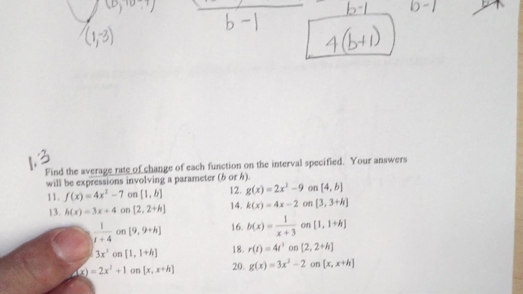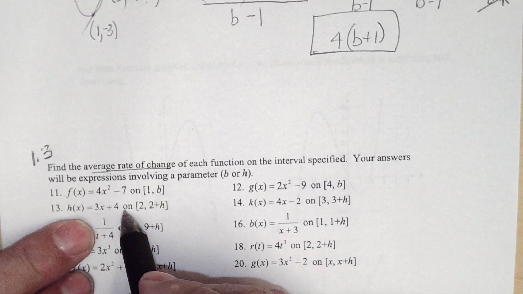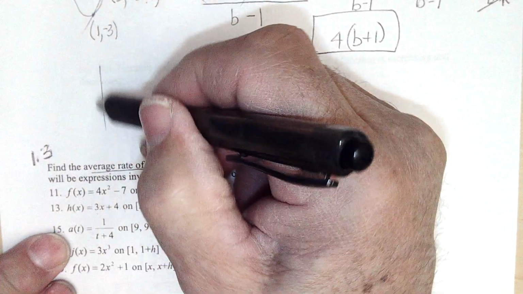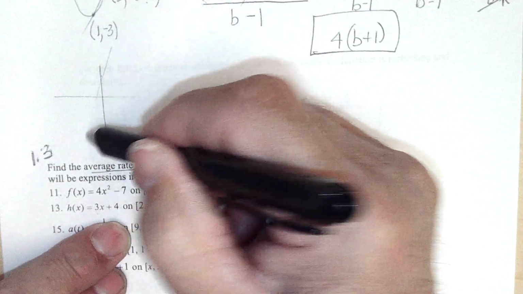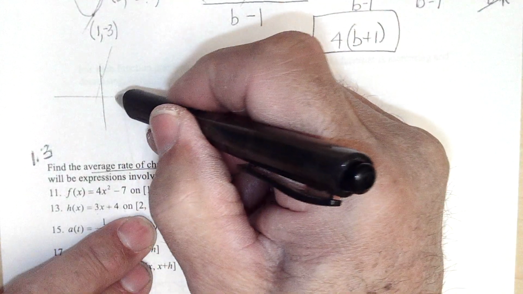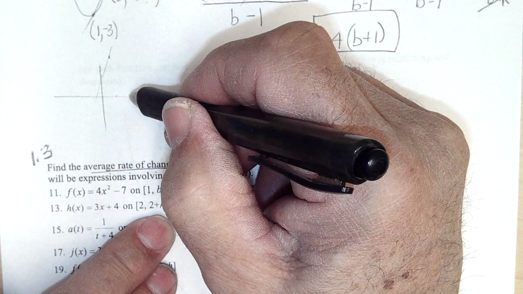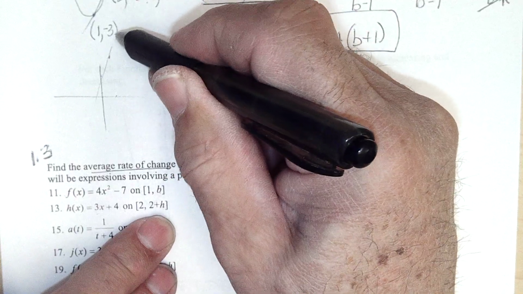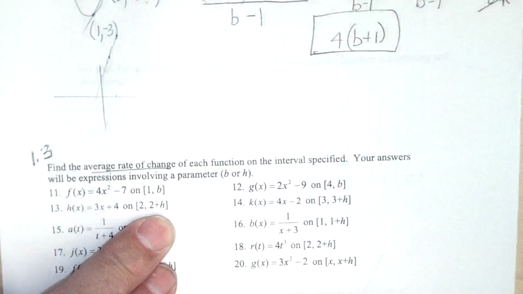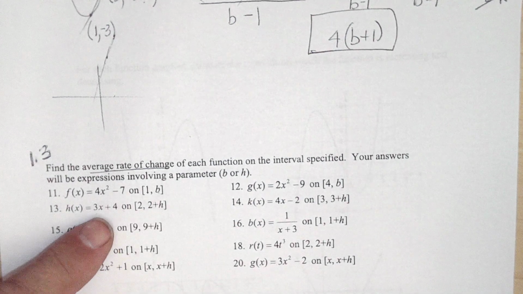Now let's do 13. And this is a line. Goes through plus 4 with a slope of 3. And so if I want to find the slope between 2 and 2 plus h, a little bit more up here, well, the slope is going to be 3, because on a line it's always 3. But let's just pretend like we don't get that and just use the formula.